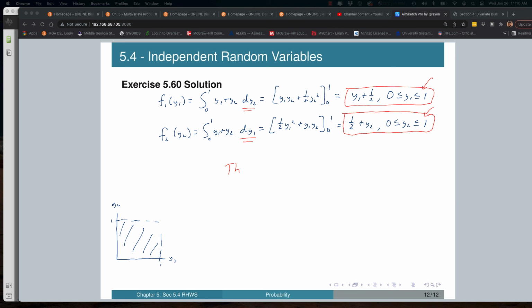Okay, so we've got that information, and I would say the following. Thus, little f of y sub 1, y sub 2 does not equal f sub 1 of y sub 1 times f sub 2 of y sub 2. You might not know it until you plug it all together and investigate. Because y sub 1 plus y sub 2, the original function, there's no way it's going to equal the marginals multiplied together, y sub 1 plus 1/2 times 1/2 plus y sub 2. There's no way if we FOIL that out it's going to be the same. They're not equal. Therefore, again, y sub 1 and y sub 2 are dependent.